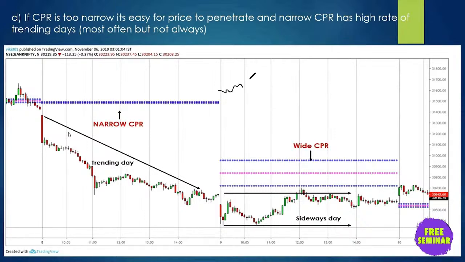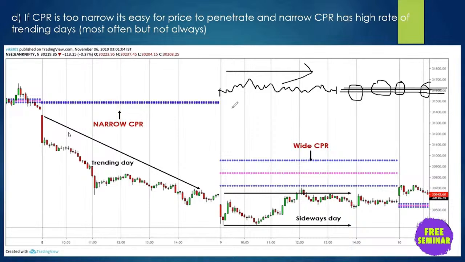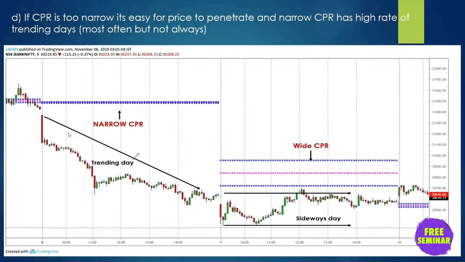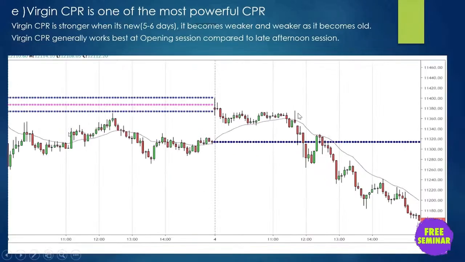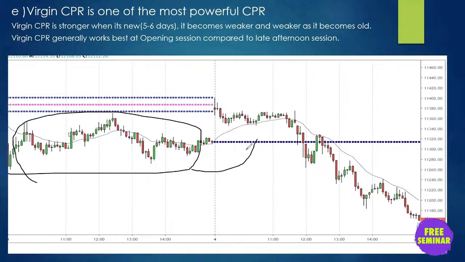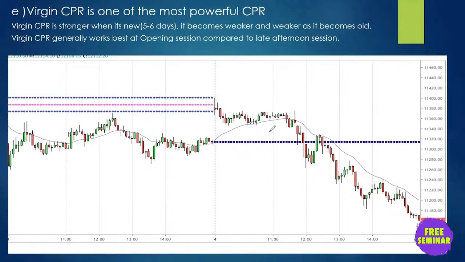Suppose some day the market was very sideways, opened here at 9:15 and closed here at 3:30. Next day you are likely to see a narrow CPR, if the market is range bound. Look at this trending day. Next day what happened? Wide CPR. And on the wide CPR day it had a sideways day. Next day it was a narrow CPR. Here also you can see it was a sideways day. Next day it had a narrow CPR. So you can take a guess based on previous day price action.